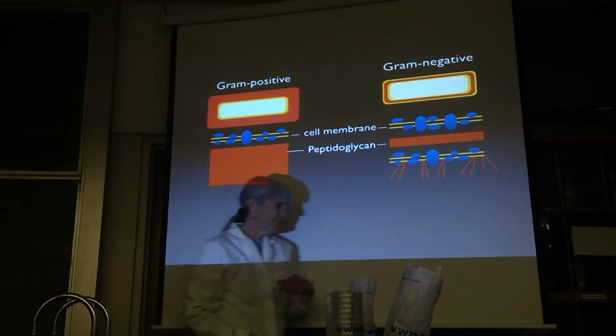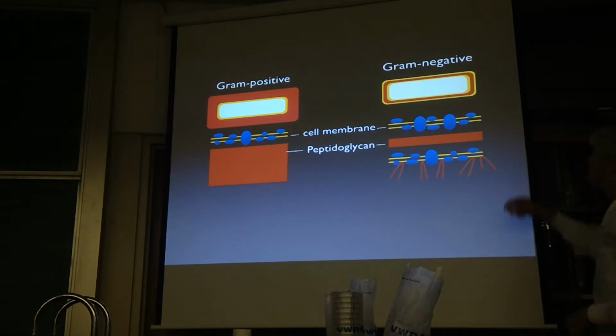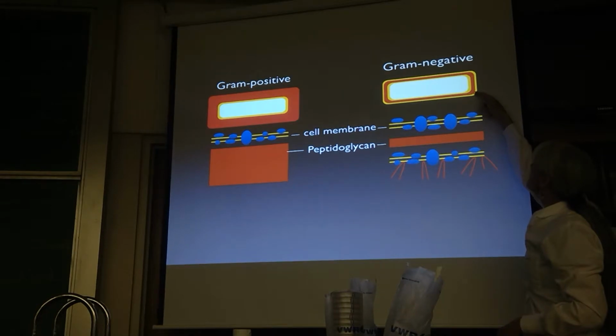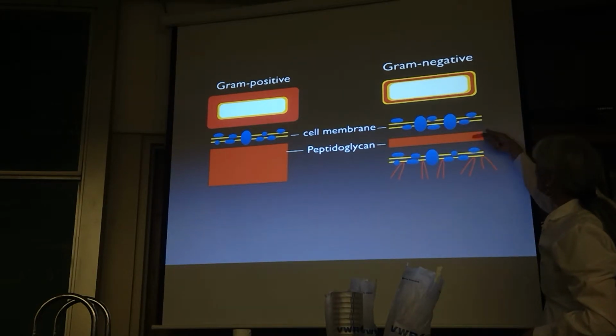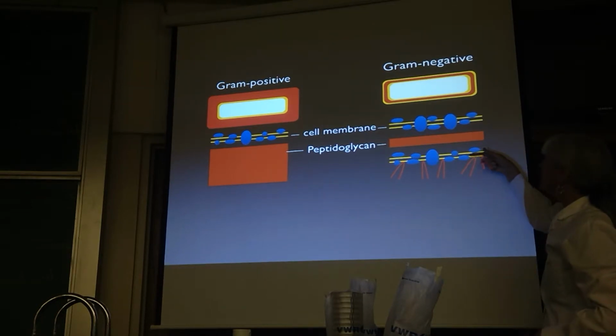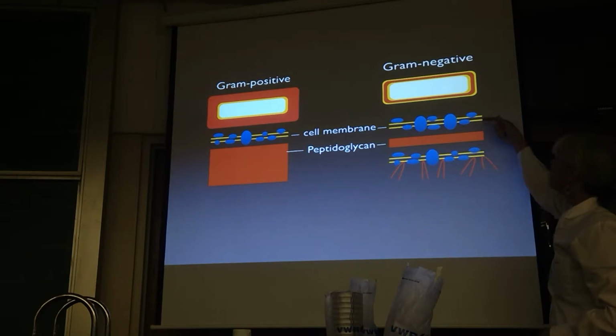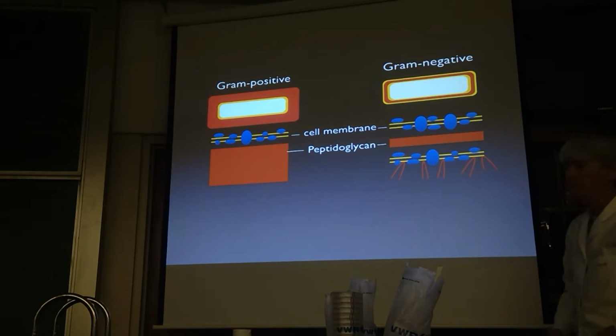On our gram-negative cell, we have cell membrane, and then a thin layer of peptidoglycan, and then an outer membrane. So here's our cell membrane, thin peptidoglycan, outer membrane. This outer membrane is kind of weird. It doesn't actually have the same composition as the cell membrane, and it has a whole bunch of these polysaccharide tails sticking out of it.